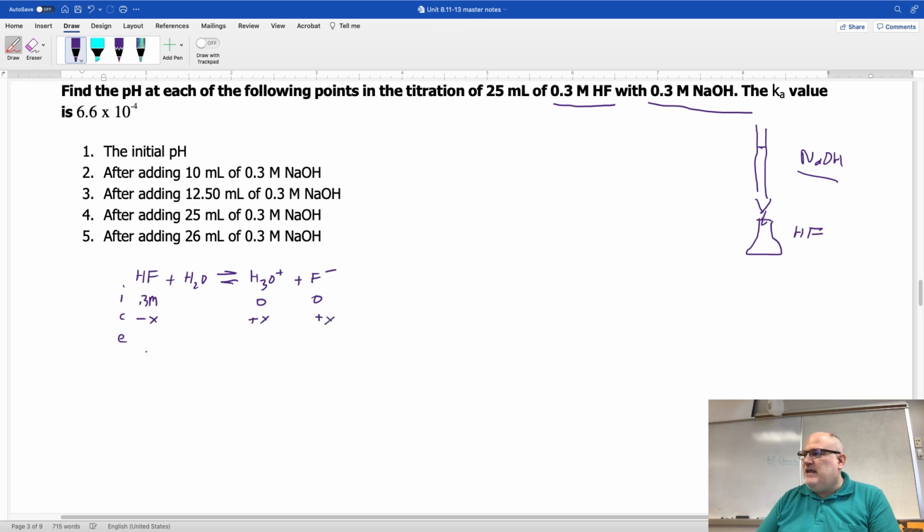add x here. We're going to look at the fact that the Ka is 6.6 times 10 to the negative 4 and realize that that's not very much. So we're going to be able to 5% rule our x out of this equation. We're going to end up with x and x.